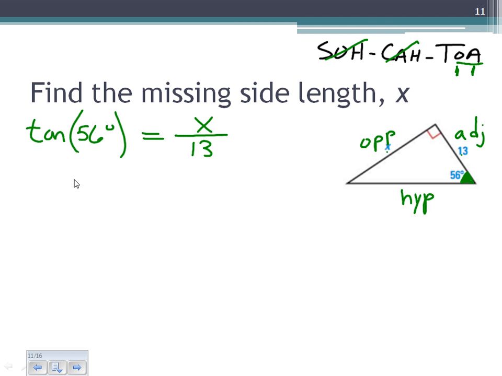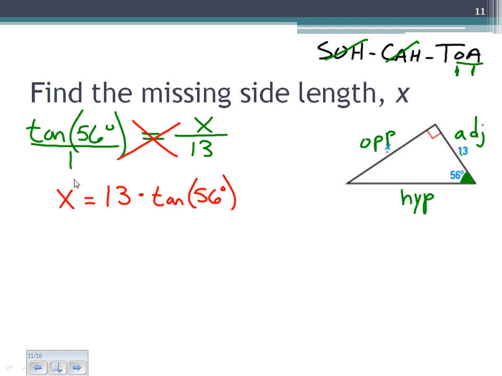Cleo? Yep. Thank you. And then what? Cross multiply. I'll do it in a different color. So let's do the x times 1. What's x times 1? X. Equals. And then we just multiply these two together. So we usually put the tangent in the second position. So we get 13 times tangent of 56 degrees. X equals 13 times the tangent of 56 degrees.